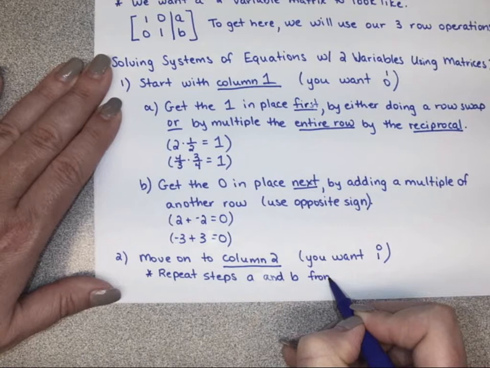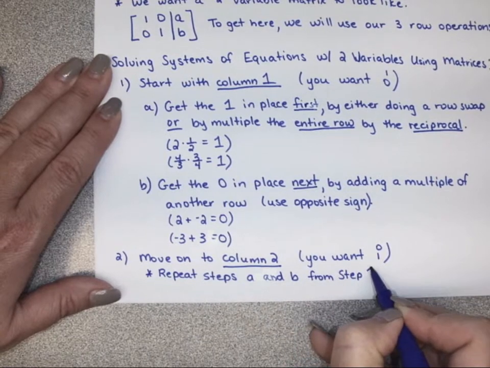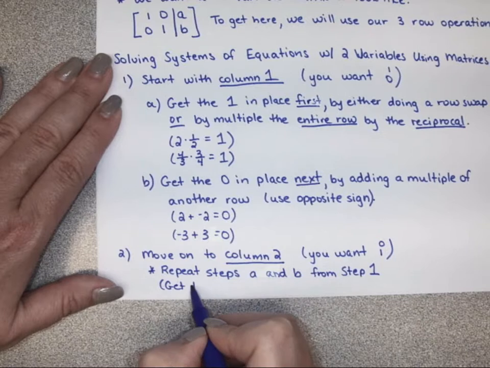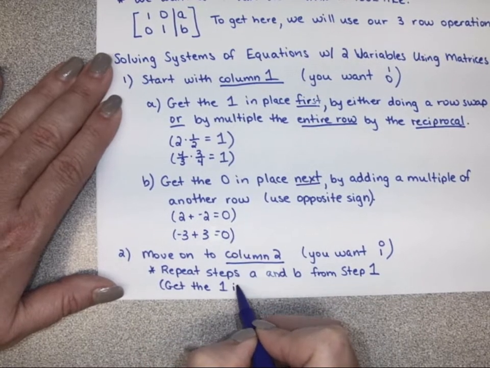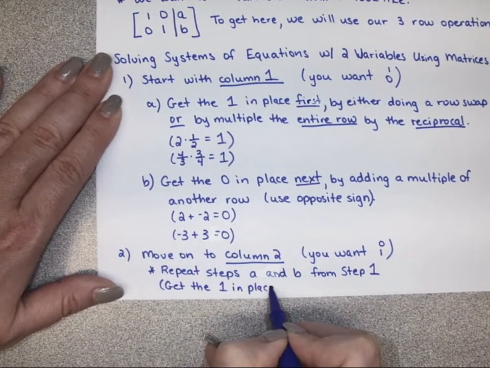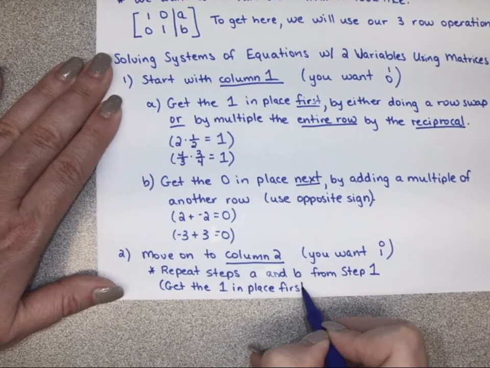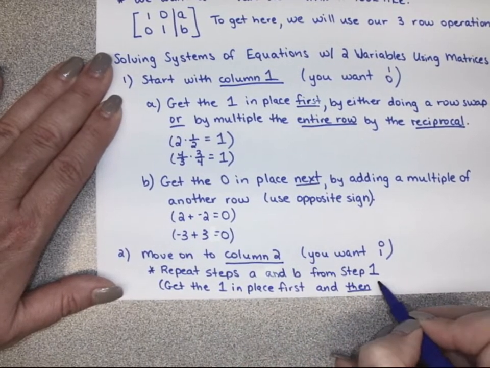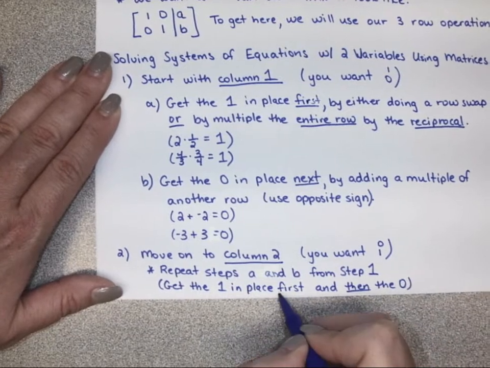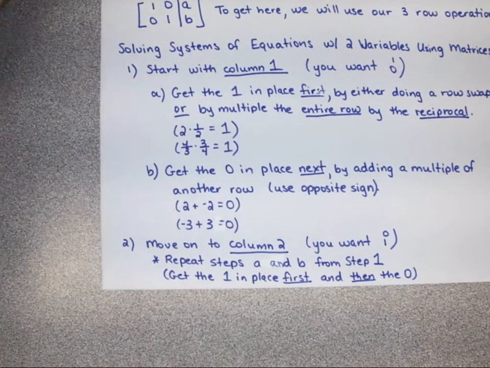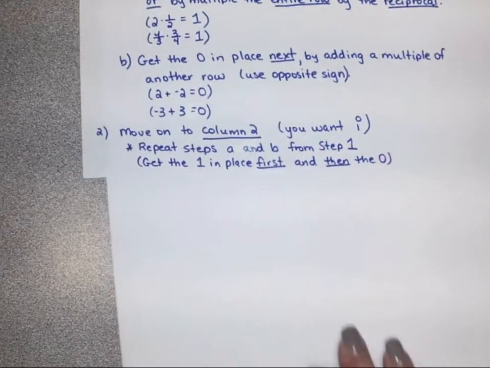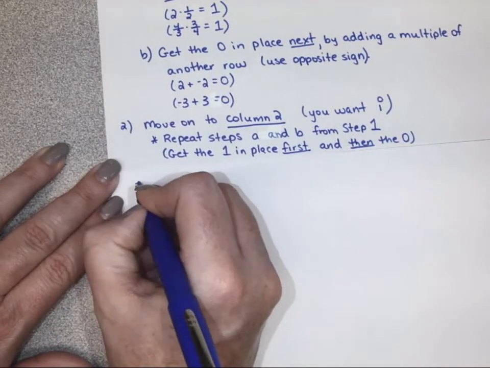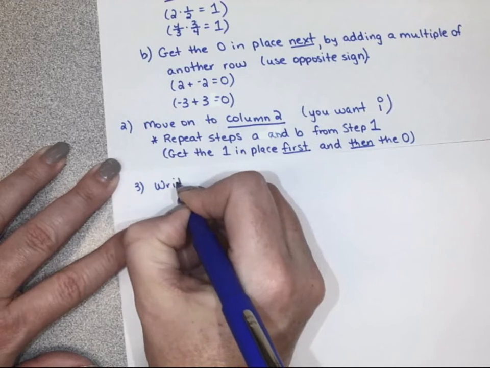From step 1. So in other words, you're going to get the 1 in place first. And then the 0. And then notice this is for a 2 variable, right? So once you have your first and second columns done, you will write your solution as a point.